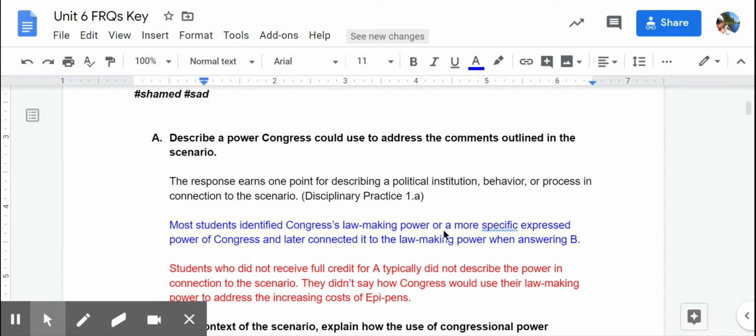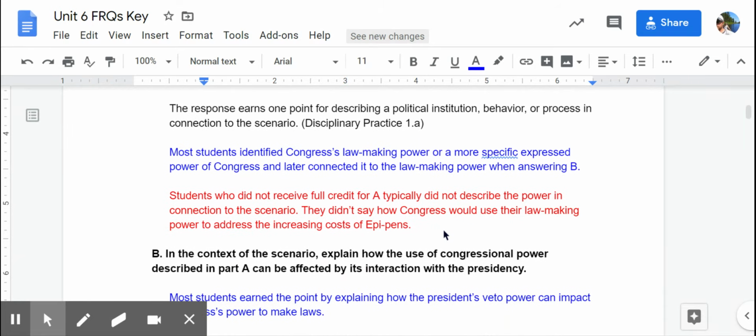The next thing you have to remember is to use the context provided. When you read, to address the comments outlined in the scenario, your response needs to address Mylan's increase of the costs of EpiPens. I should read those words in your response: Mylan, EpiPens, increase in costs. There's the specific feedback. I don't think I need to get more specific in that.